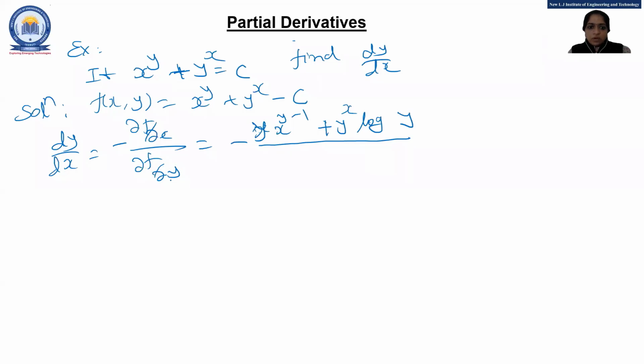Now the derivative of f with respect to y. Roll number 21, Dev Shah. Dev, give me the answer of the derivative of f with respect to y. Ma'am, 1 second.